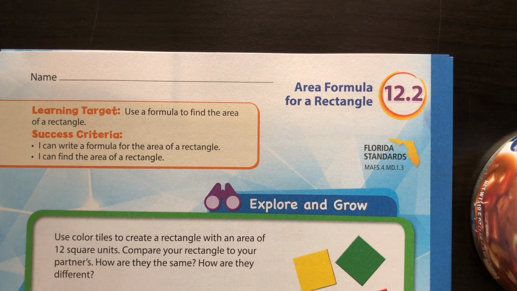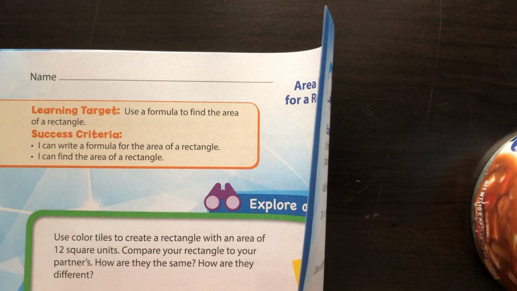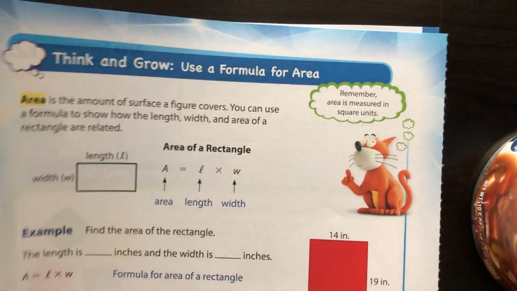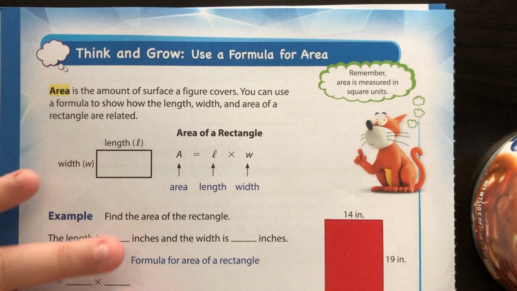Here's the good news. Calculating area is actually a little faster because all you have to do is one step, and it's multiply length times width. So that's what we're going to be doing today. Now, I'm going to start on the second page of our lesson, which is page 582 for those of you who need to find it.